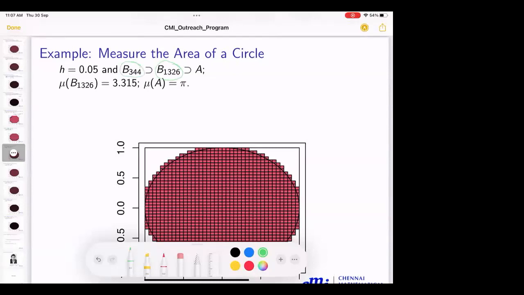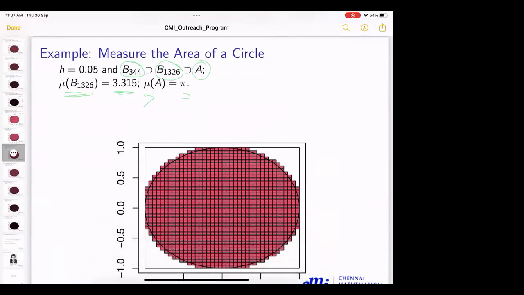And A is a subset of B1326. So the area of B1326, in some sense, will be 3.315. Do the same calculation, and definitely that is greater than pi. All right, let's push the boundary.